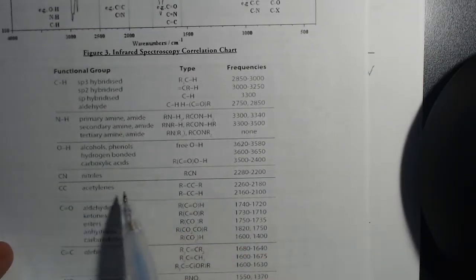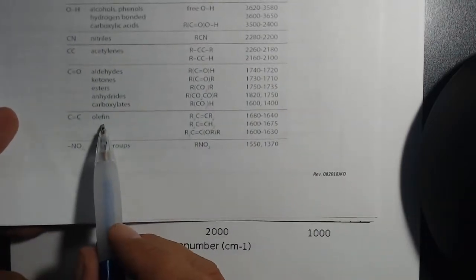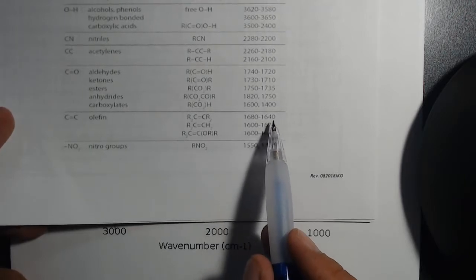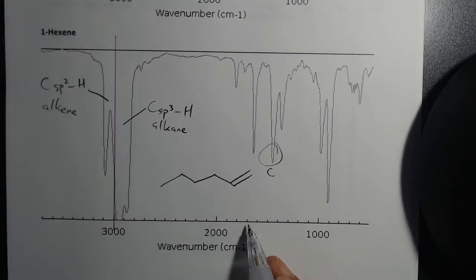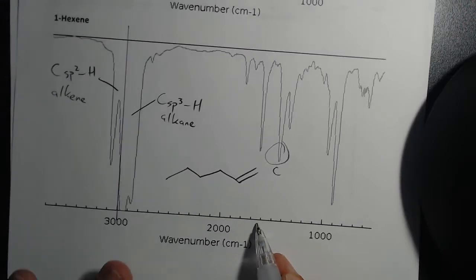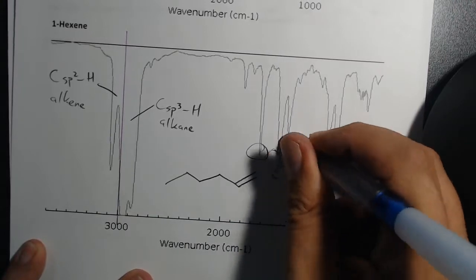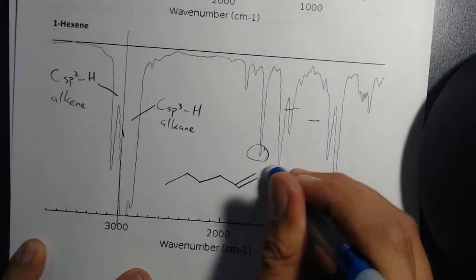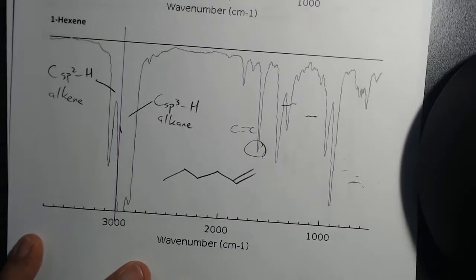So C=C, not seeing it here. There it is, olefin, that's the old-fashioned name, and that's in the 1600s. So 1680, 1640, roughly in the 1600s range. So once again, this is 19, 18, 17, 16. Oops, that's actually a mistake. I believe it's this one, not this one. This one is actually too low. So a little correction there. So that is a C double bond C.